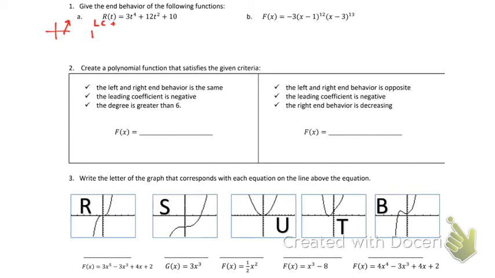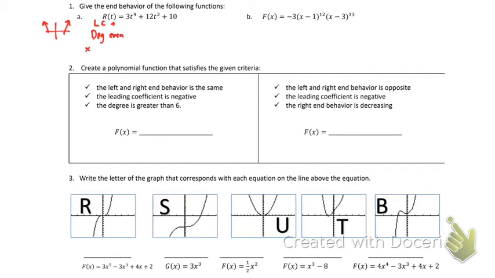Okay, my degree is even, because now in standard form, I only look at the highest power degree, which is 4. That's even. That tells me my left side's gonna match my right side. So it's also going up. Okay, so let's write this out. I'm gonna write a little faster.